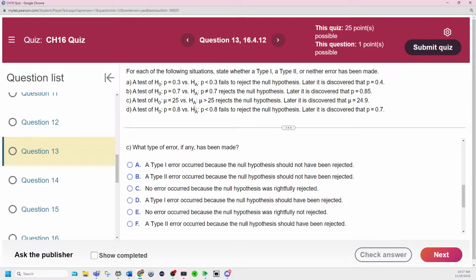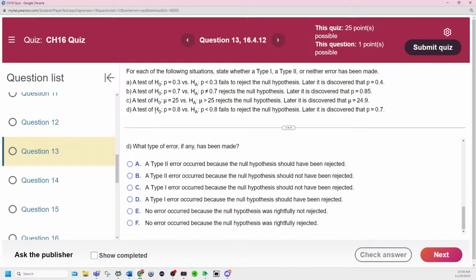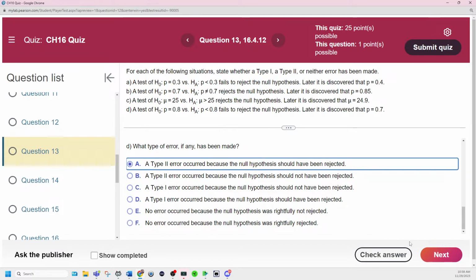Right here, we believe the mean is 25. We're looking for evidence that's greater than. Later it's discovered it is 24.9. So this was a type 1 error because the null should not have been rejected. They're testing the proportion is equal to 80%. They're looking for evidence less than 80%. They failed to reject the null. This is a type 2 error because they should have rejected the null. They should have found evidence for that.